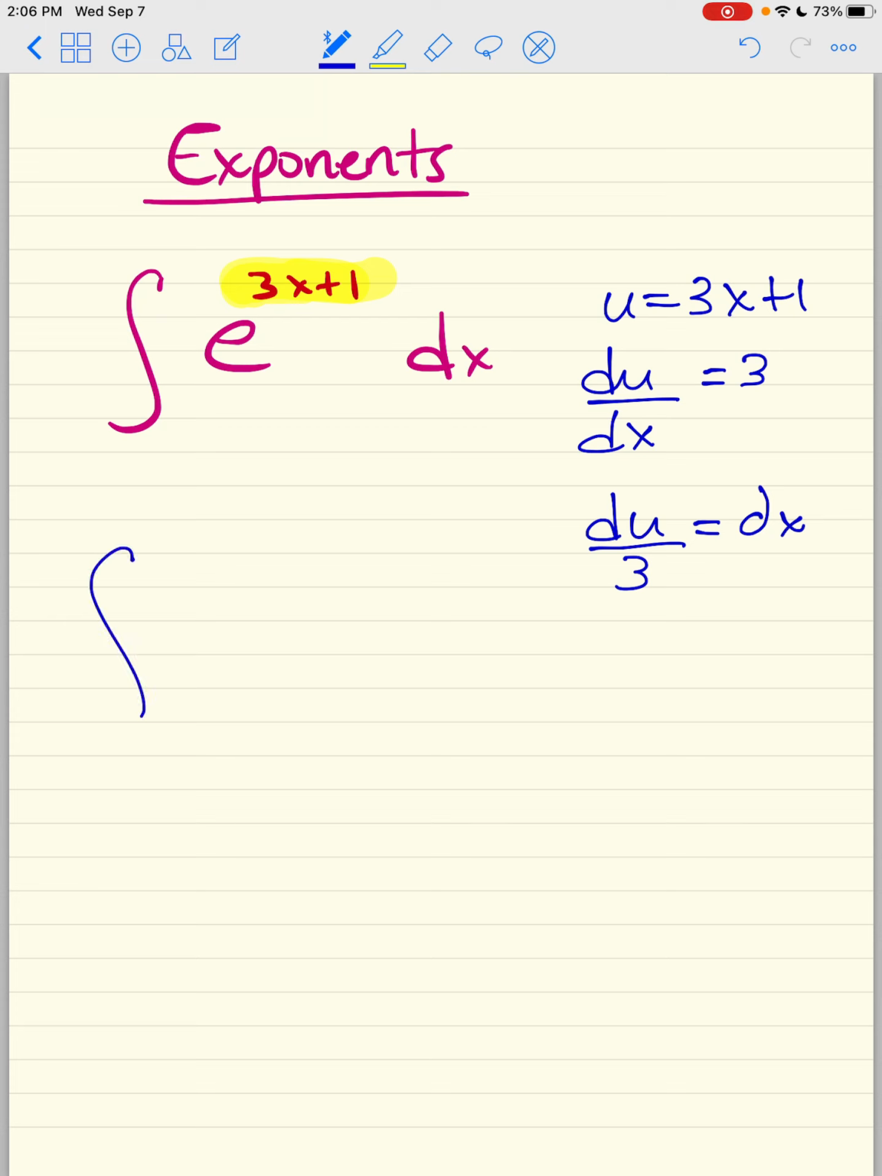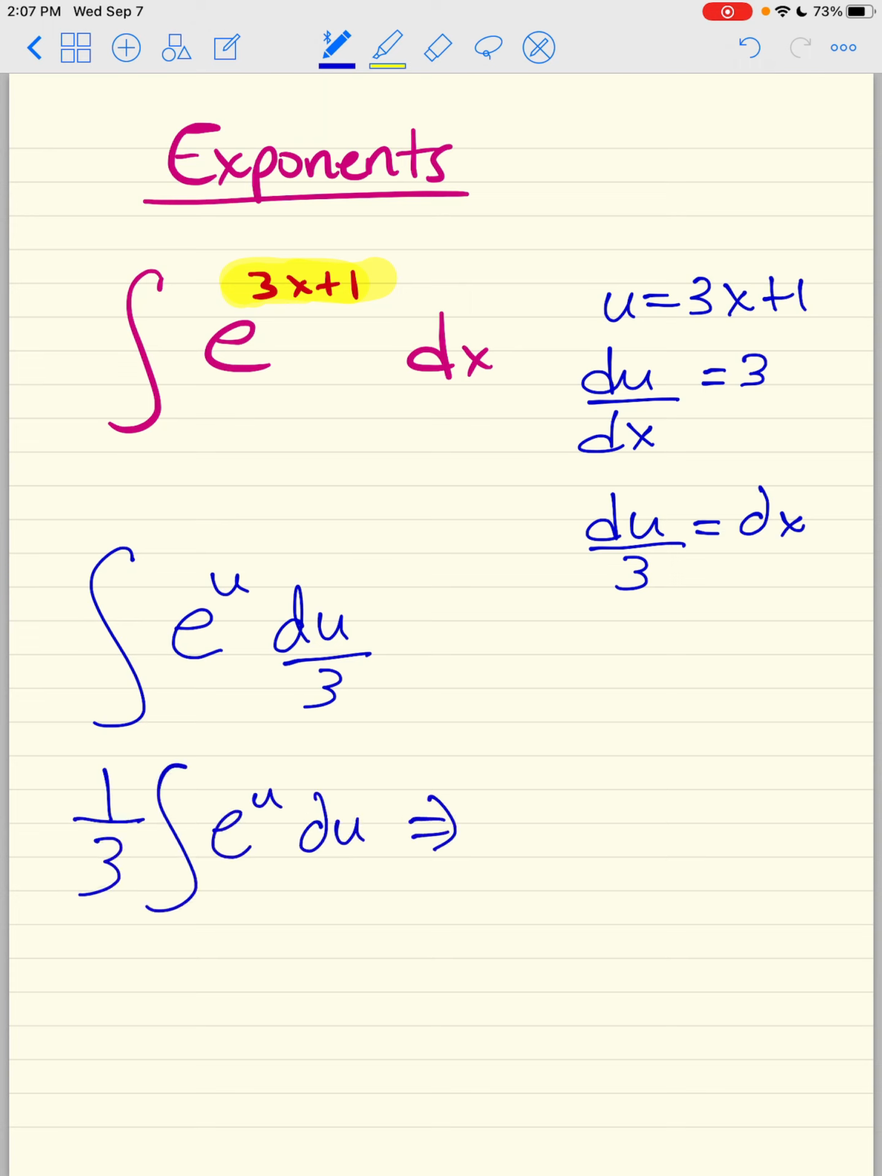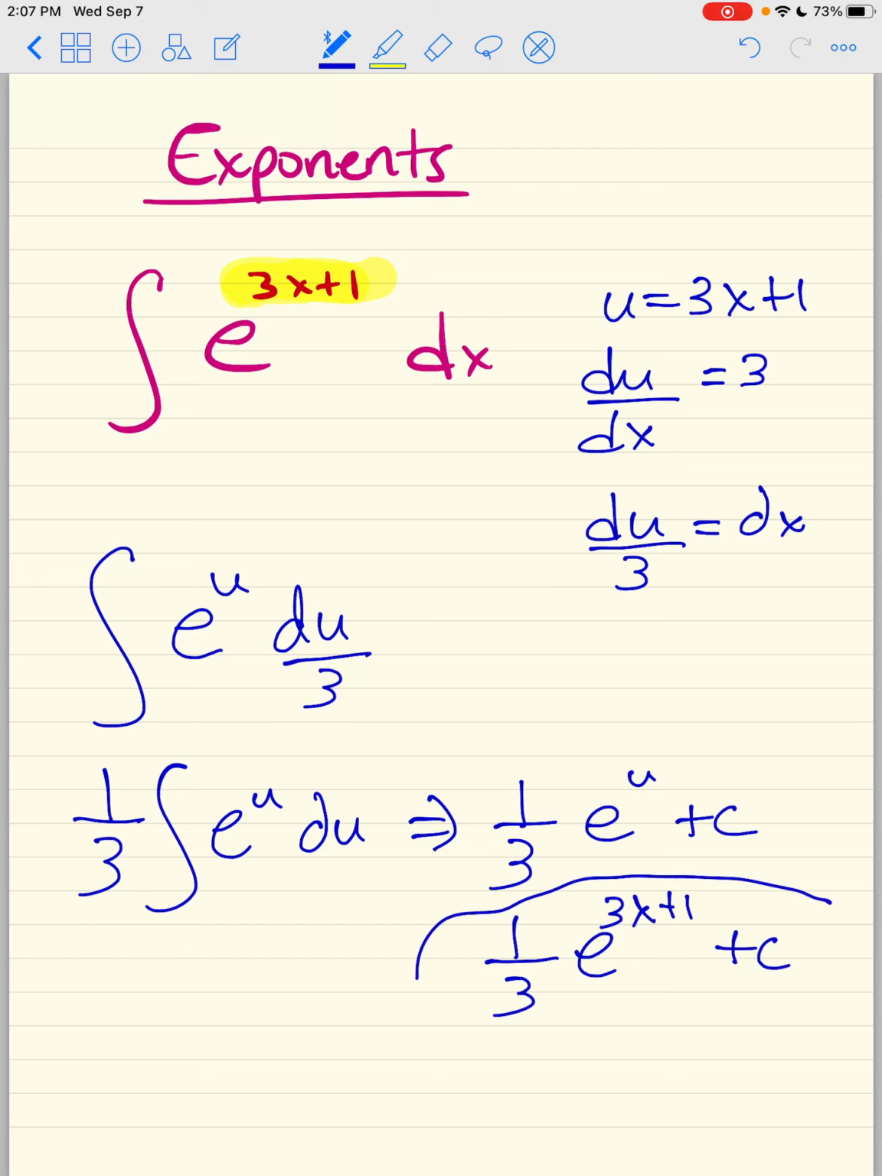And then we're going to go back. e to the u du over 3. You're going to factor out the 1/3, e to the u du. Who gives you e to the u? e to the u. So you're basically done. You just have to substitute 3x plus 1 back, plus c. That's how easy it is.